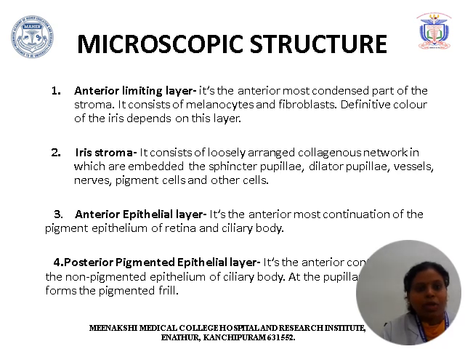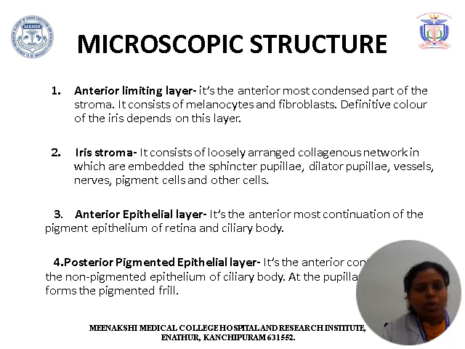The microscopic structure of the iris includes four layers: anterior limiting layer, iris stroma, anterior epithelial layer and posterior pigmented epithelial layer. Anterior limiting layer is the anterior most condensed part of the stroma. It consists of melanocytes and fibroblasts, and the definitive color of the iris depends on this layer. It can be either blue, brown or green.